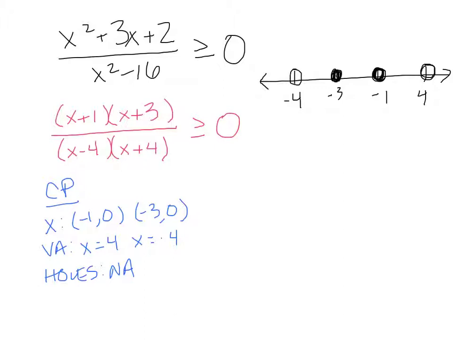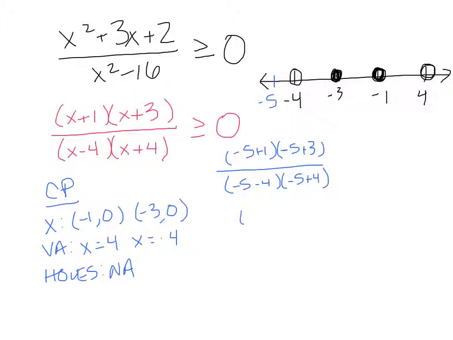I'm going to start with the first one, negative 5. Now, this is where not really evaluating it will come in handy, because we're going to have negative 5 plus 1 times negative 5 plus 3 over negative 5 minus 4 times negative 5 plus 4. So I'm going to do this one a little bit different.